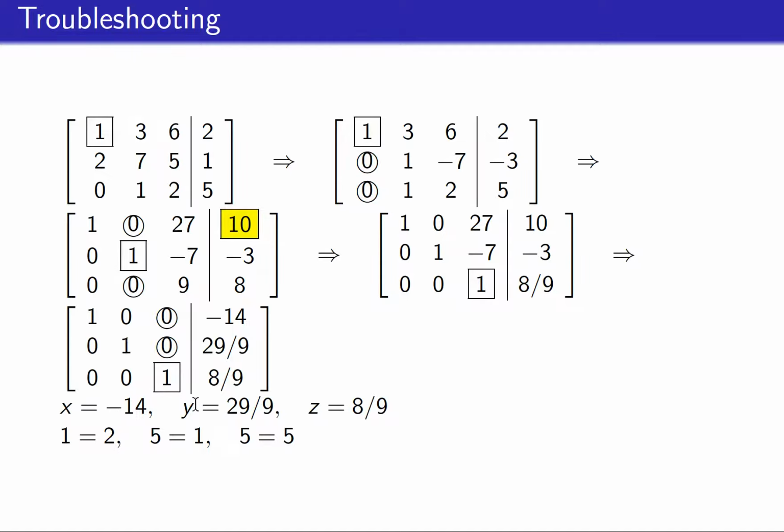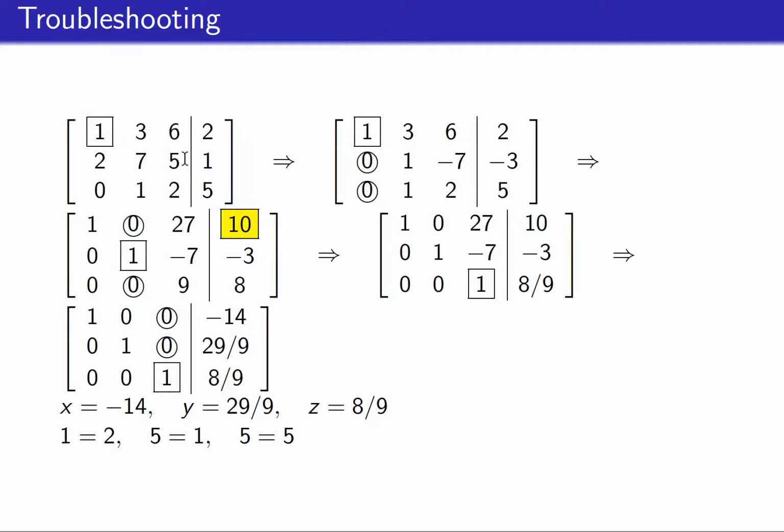Well, it turns out if I plug this in, you can check. I just did it right now. Plug these wrong answers in. I'm going to get -14 plus 3 times 29/9 plus 6 times 8/9 turns out to be 1, and I'm supposed to get 2. So 1 and 2. Oops, that's not right. 1 is equal to 2. Ooh, that's wrong.